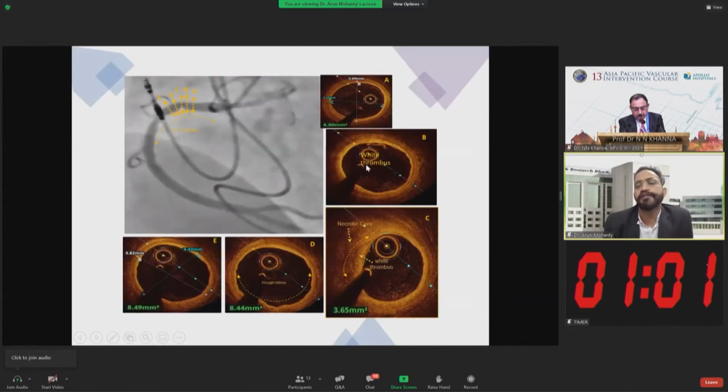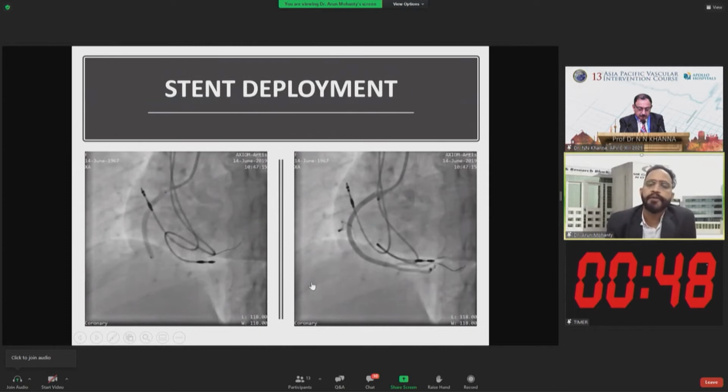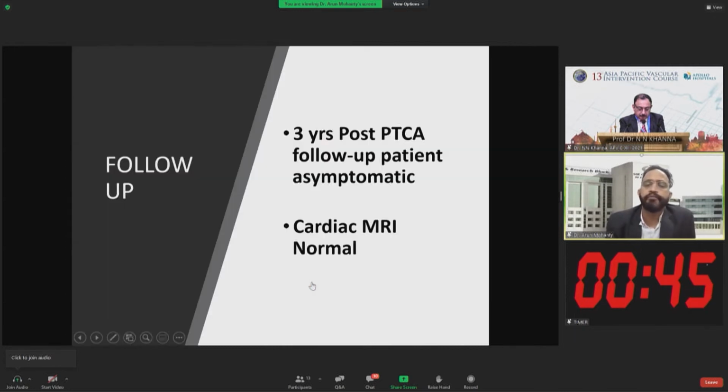Our patient was having the same thing. You can see there is some white thrombus here, a white thrombus here, a luminal thrombus here with an irregular lumen. So that's what was causing a vasospasm intermittently. So this patient was stented again to stabilize. And after 3 months, the pullback was good.